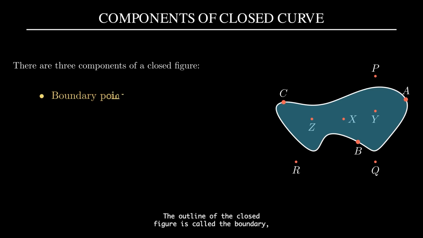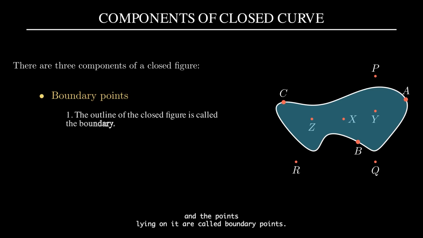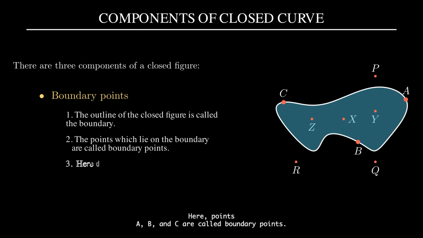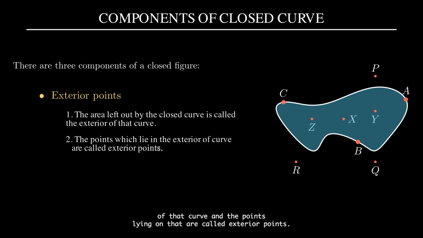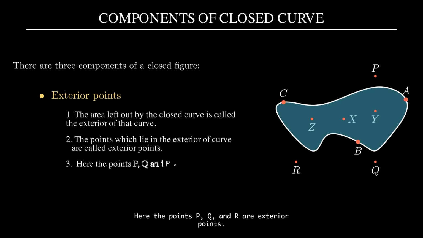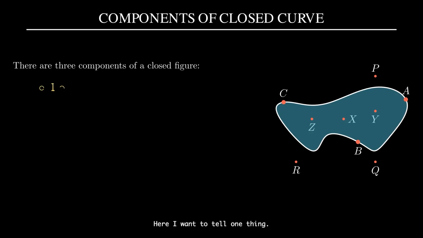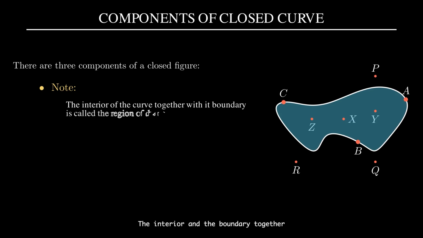The outline of the closed figure is called the boundary, and the points lying on it are called boundary points. Here, points A, B, and C are called boundary points. Lastly, the area outside the closed curve makes the exterior of that curve, and the points lying on that are called exterior points. Here, the points P, Q, and R are exterior points. Here, I want to tell one thing. The interior and the boundary together are termed as the region of the closed curve.